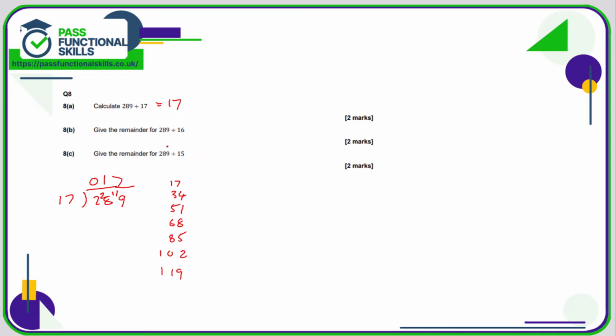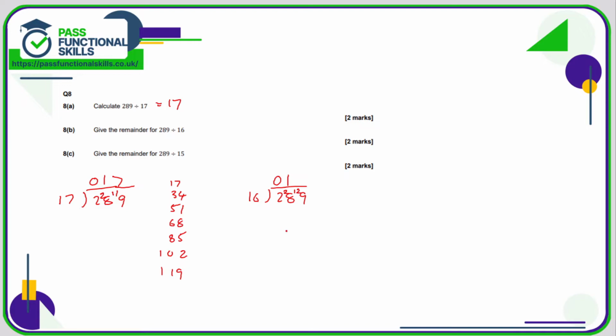What's the remainder when you're dividing 289 by 16? So we're not expecting this to divide exactly. If we manage to divide it exactly, we've done something wrong. 2 divided by 16 is 0. Carry the 2. 28 divided by 16 is 1. 1 16 is 16, so that's a remainder of 12.